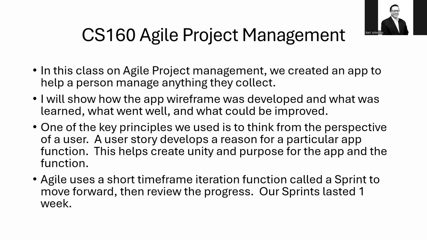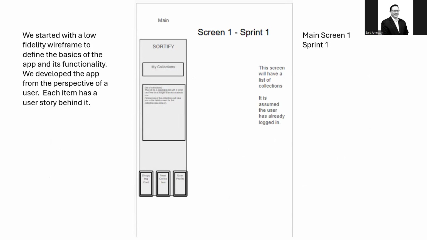app and the function. Agile uses a short wireframe iteration function called a sprint to move forward, then review the progress. Our sprints lasted 1 week. We started with a low fidelity wireframe to define the basics of the app and its functionality. We developed the app from the perspective of a user. Each item has a user story behind it.